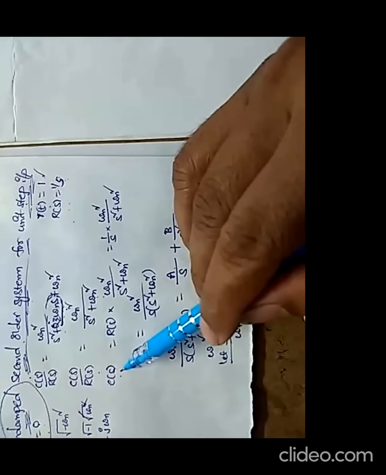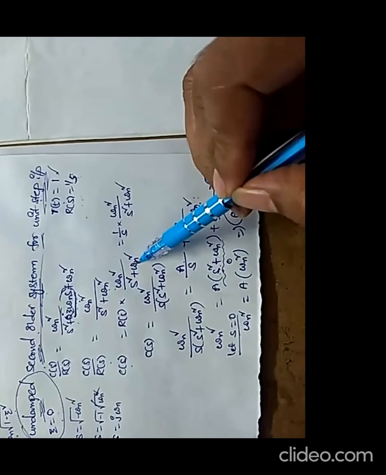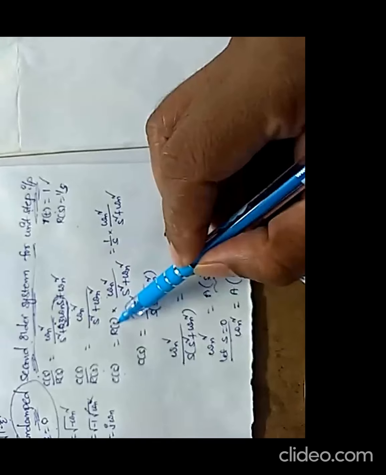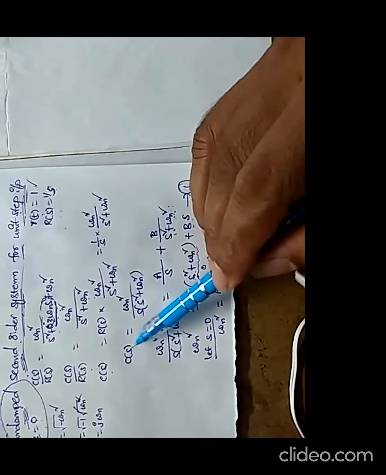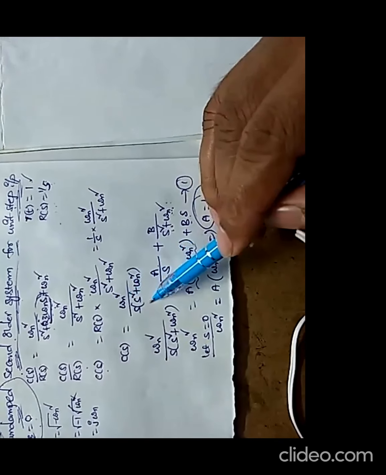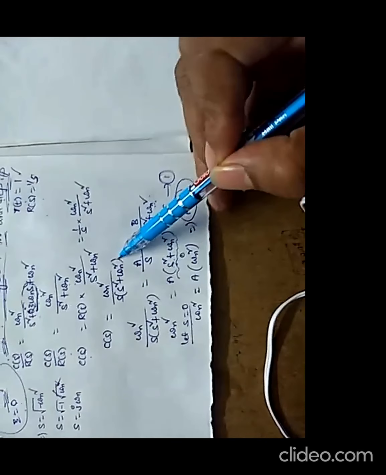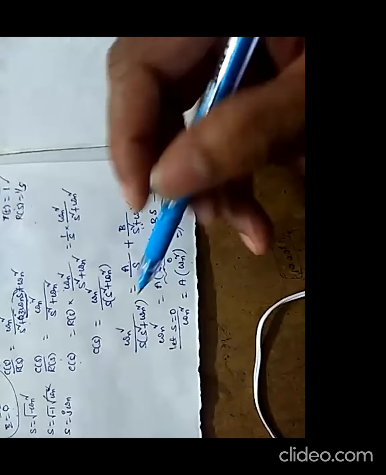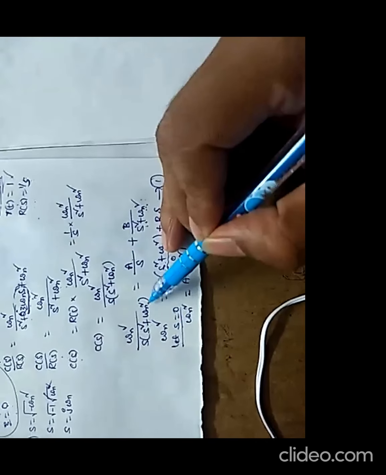So here C of S equals R of S into omega n square by S square plus omega n square. Here R of S is nothing but 1 by S, substitute it and multiply. Finally, C of S equals omega n square by S into S square plus omega n square. By the partial fraction expansion, it can be written as omega n square by S into S square plus omega n square.